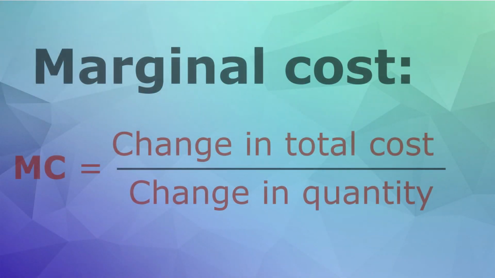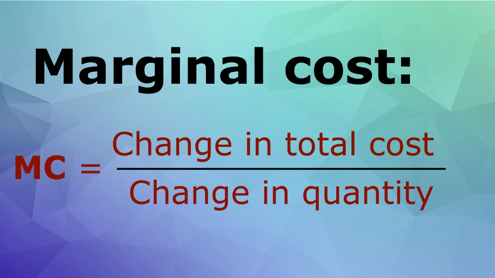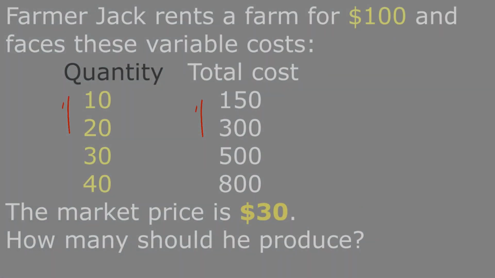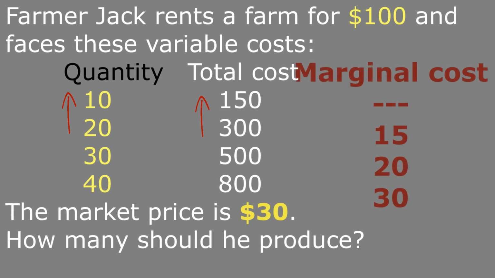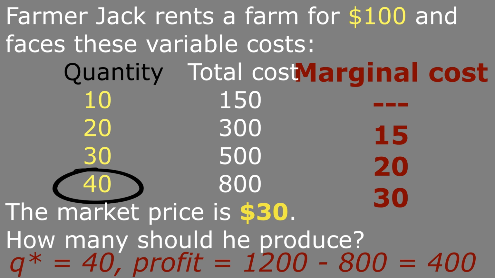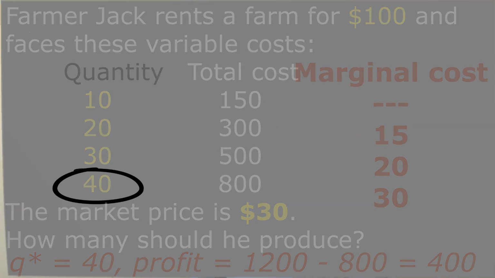And to do that, we'll take differences in total costs and divide them by differences in quantities. 300 minus 150 over 20 minus 10, 500 minus 300 over 30 minus 20, and 800 minus 500 over 40 minus 30. And price equals marginal cost, 30 equals 30, at a quantity of 40 units. So the profit maximizing quantity equals 40 pumpkins, at which the farm will earn the profit of $400.